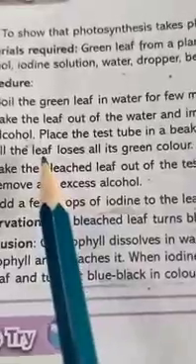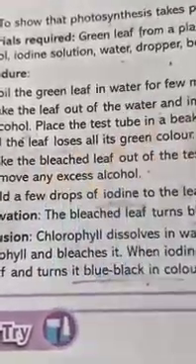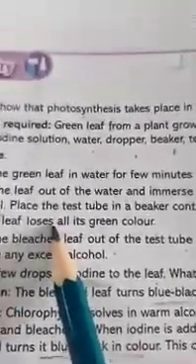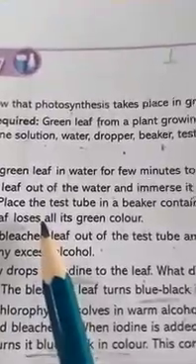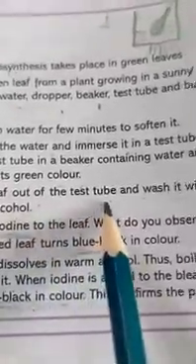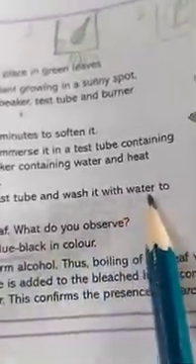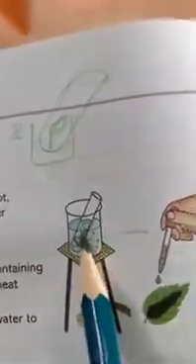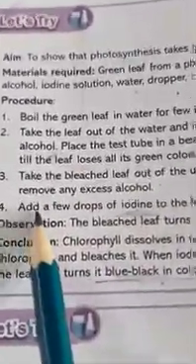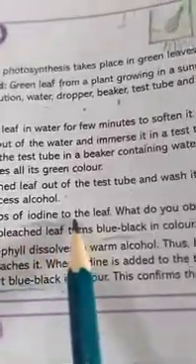Dear students, if it loses its green color, it becomes colorless. This is required to see any color change on addition of iodine. Now come to the next one. Take the bleached leaf out of the test tube and wash it with water. We have to take this leaf out of the test tube and wash it carefully to remove the excess alcohol. Now fourth point: add a few drops of iodine to the leaf.